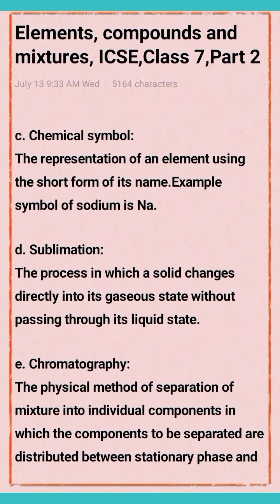Question number C, chemical symbol. The representation of an element using the short form of its name. Example, the symbol of sodium is Na.